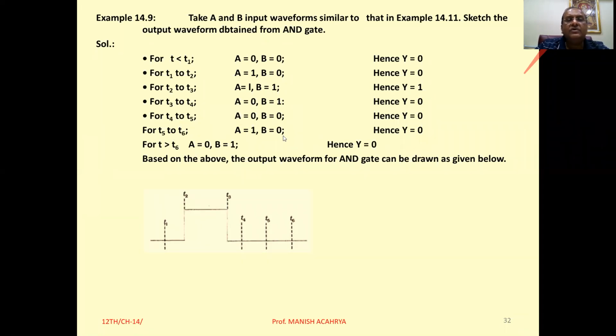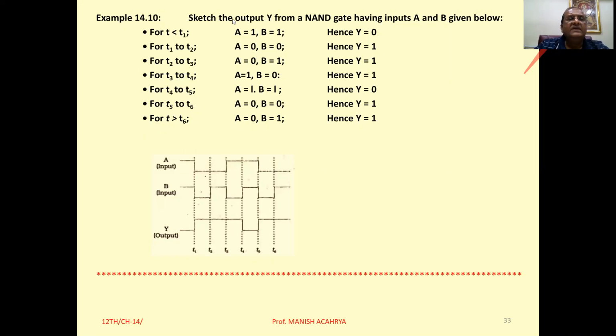Then T5 to T6, A is 1 but B is 0, again output is 0. So T5 to T6, again 0. Then T greater than T6, A is 0, B is 1, again output is 0. So after T6, again you will get output 0. Clear to all of you? Any doubt in this?